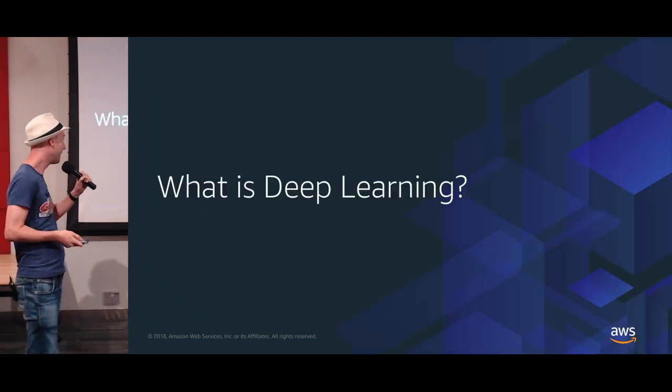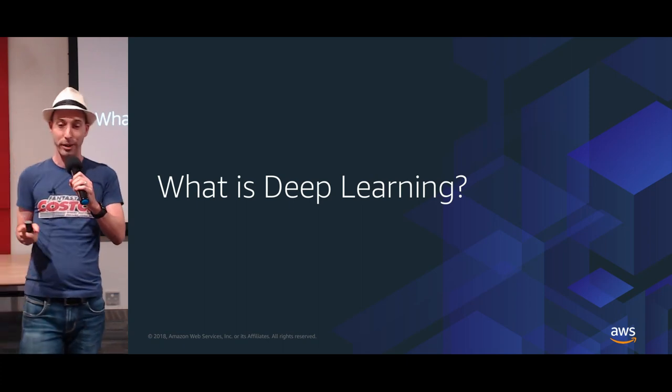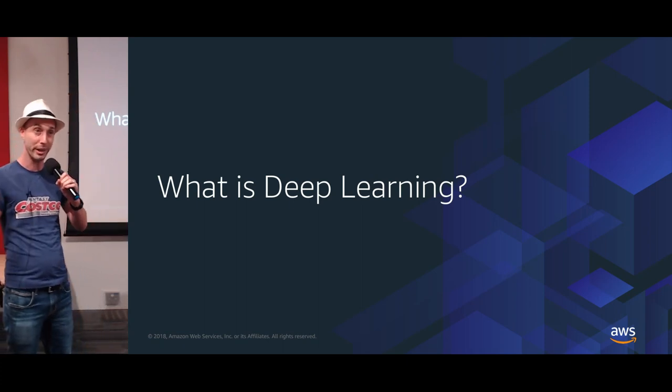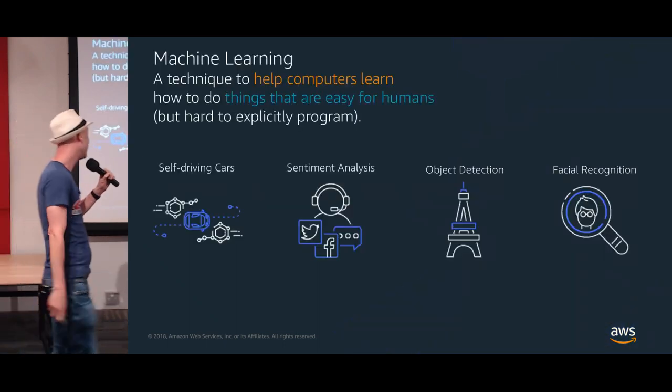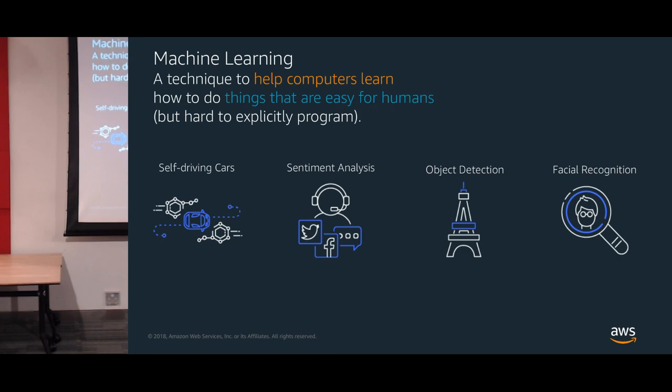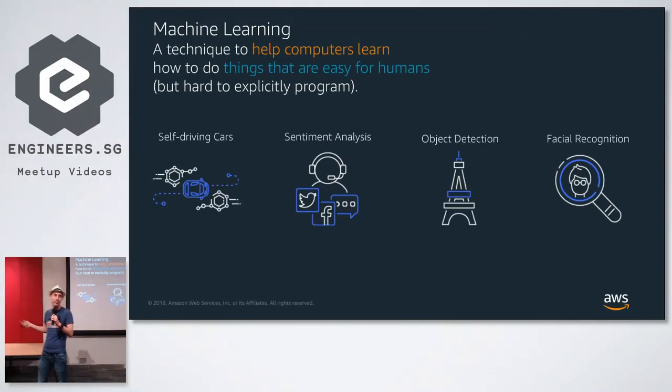Okay. So what is deep learning? I'll just set the stage before we gather our data for our classifier. Deep learning falls into the realm of machine learning. What is machine learning? It's simply a way of having computers learn how to do things that are easy for us to do as humans, but hard for us as programmers to explicitly program into computers, right? Here are some common examples: self-driving cars, sentiment analysis, object detection, facial recognition. These are popular applications of machine learning and specifically of deep learning, and I'll get into what deep learning is in a second.